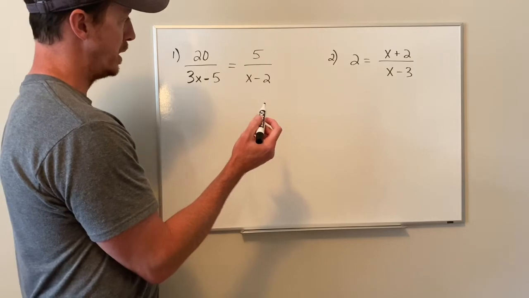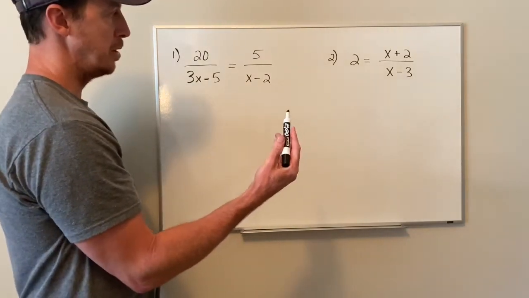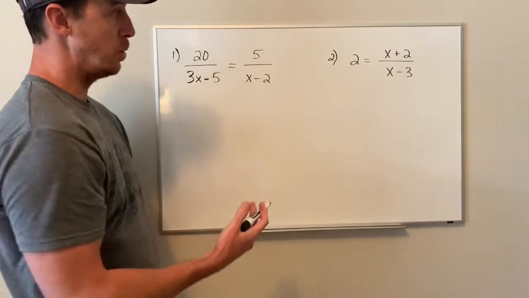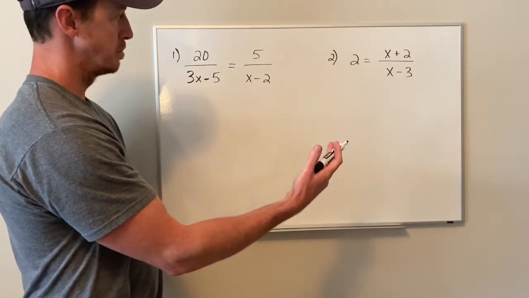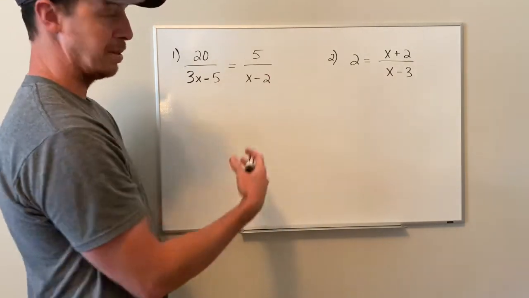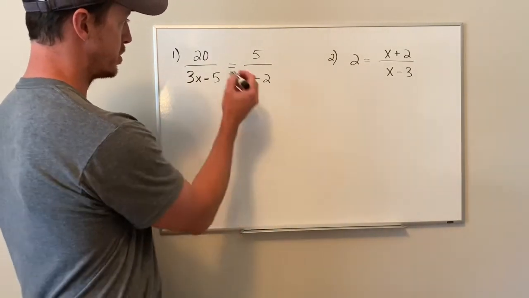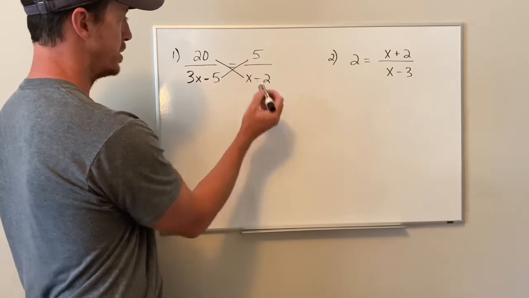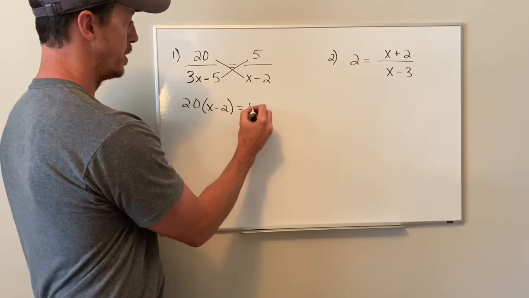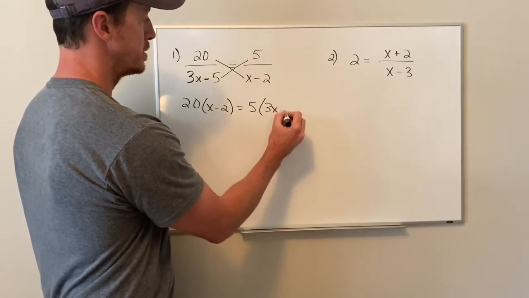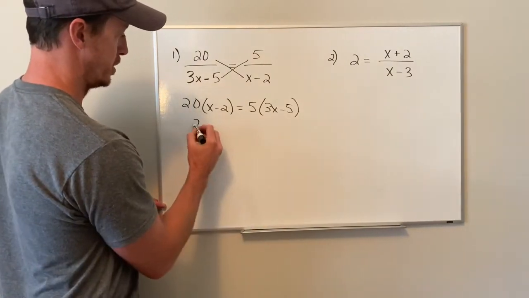So number one and number two here, both of these are proportions. And proportions just means that you have a fraction equaling another fraction. Anytime you have a proportion dealing with x's, algebra stuff, we can solve this by just cross multiplying. So I'm going to multiply these two together, multiply these two together. So this is 20 times x minus 2 equals 5 times 3x minus 5. And then it's just regular old algebra stuff.